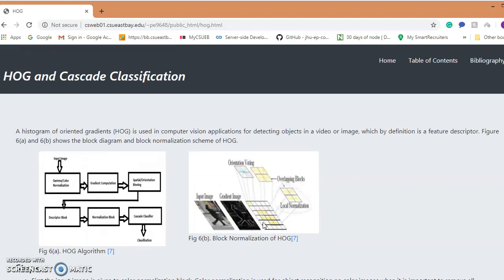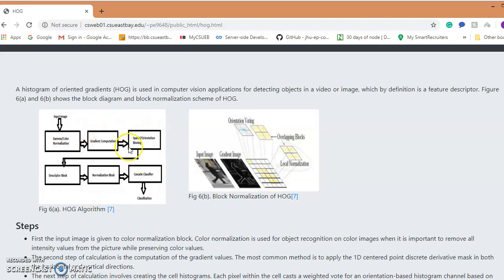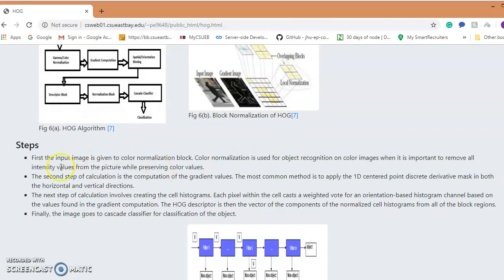So let's move to the HOG. These are the algorithms used to implement the system: HOG and cascade classifier. This block diagram explains the HOG algorithm. HOG is basically histogram of oriented gradients and is used in computer vision applications for detecting objects in video or images. So this is the block diagram of HOG, and this is the block normalization of HOG. These are the steps that should be followed.